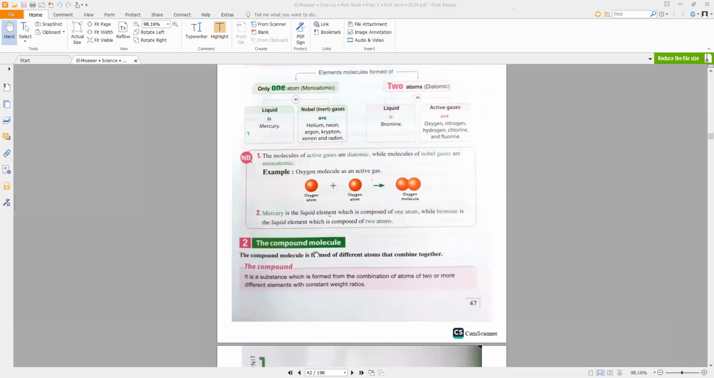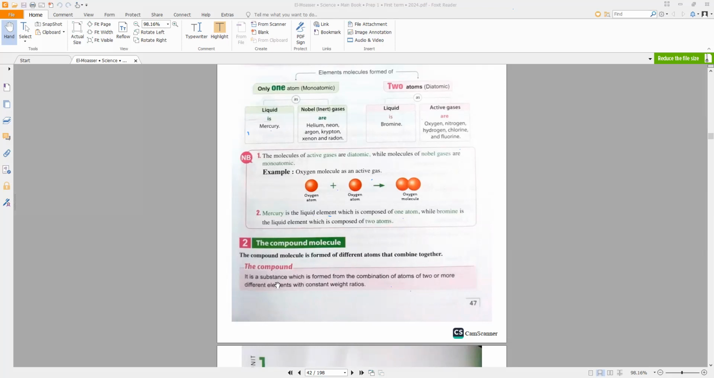After this, we will talk about the compound molecule. We want to differentiate between the element molecule and the compound molecule. The element molecule has similar atoms, but the compound molecule has different atoms that combine together. How? If it is oxygen only, it is an element. But when you put oxygen with hydrogen, it becomes a compound molecule. So the compound molecule is formed from different atoms that combine together.